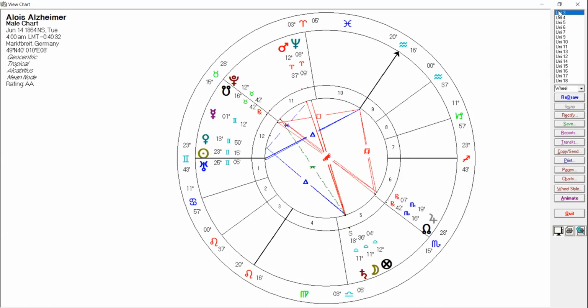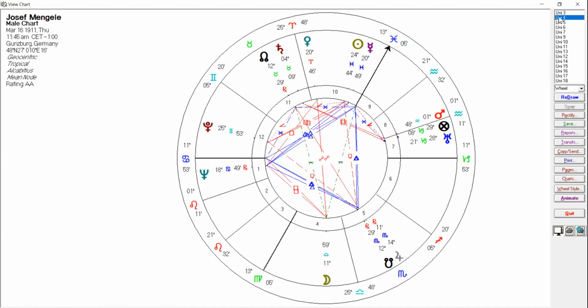In the Alois Alzheimer chart, the ruler of the part of fortune is just separating. Now in this Mengele chart, the ruler of the part of fortune is applying to the square. So maybe that's something we need to be looking at. Even though that's not high on the list, let's actually go to his list, because I'm pretty sure it's on there. It's just not where.